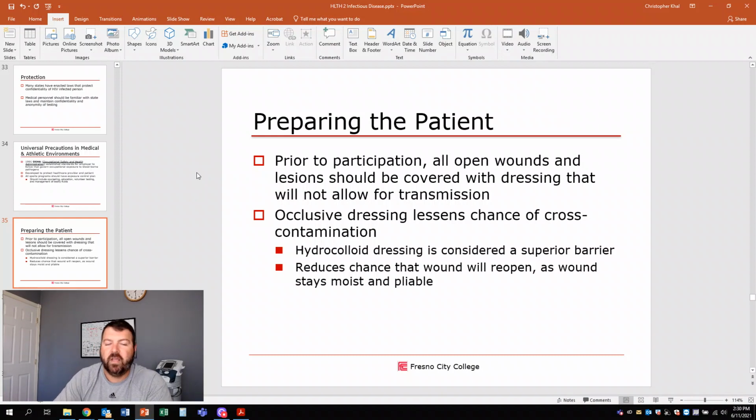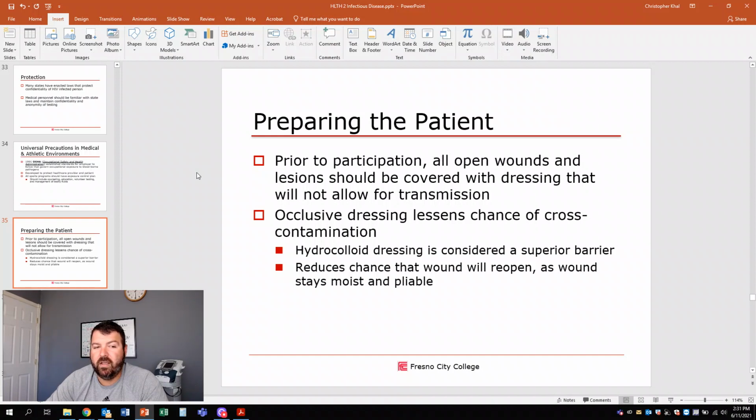So let's say you're working in a healthcare setting or wherever it is. Sorry, this is not a healthcare setting. This one is on an athletic setting. So prior to participation, all wounds should be covered with a dressing that will not allow transmission. Some kind of occlusive dressing lessens the chance of cross-contamination, which is not a Band-Aid. A Band-Aid does not fit that requirement, believe it or not. So an occlusive dressing is what you need.